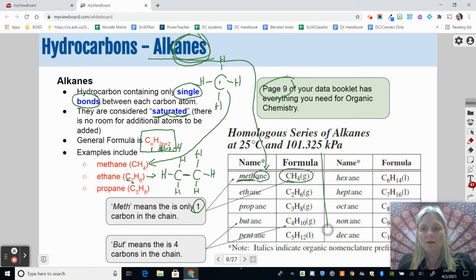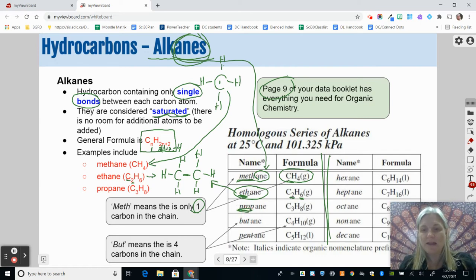If you look at ethane, eth here tells you there are 2 carbons. So this is just something you need to start to know. You don't need to memorize because the data booklet's here, but you do need to understand. Ethane means there's 2 carbons, like we just drew in this picture here. And all the rest of the bonds around carbon are filled up with hydrogens to get 6 hydrogens.